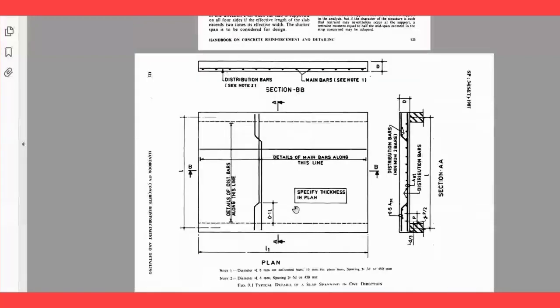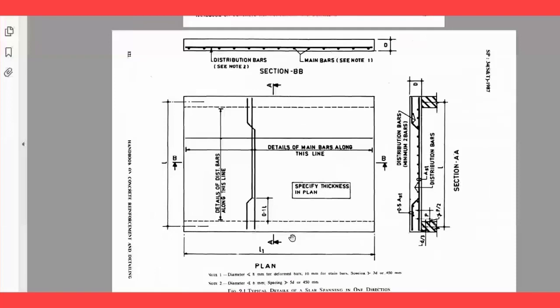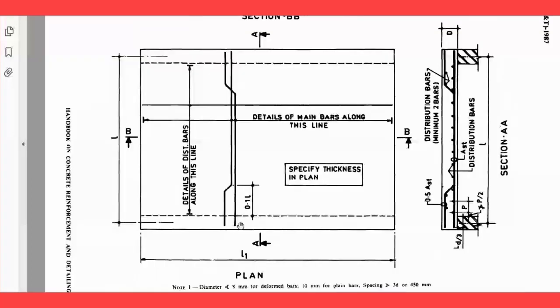Here you see this is the section which I was talking about. Can you see this reinforcement? How you are cranking? You are cranking from the face of the support. Please see here, from the face of the support, this distance is how much? 0.1 L. And this is the shorter span. And this shorter span is becoming your main reinforcement.